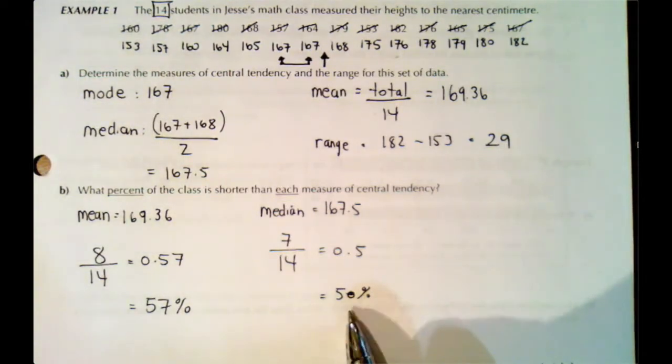50% should make sense because the median's the middle. So half should be under the middle and half should be above the middle. The only way that's not true is if one of the numbers is the middle, then you get a number slightly less than half underneath and above, because one of the numbers is the middle.